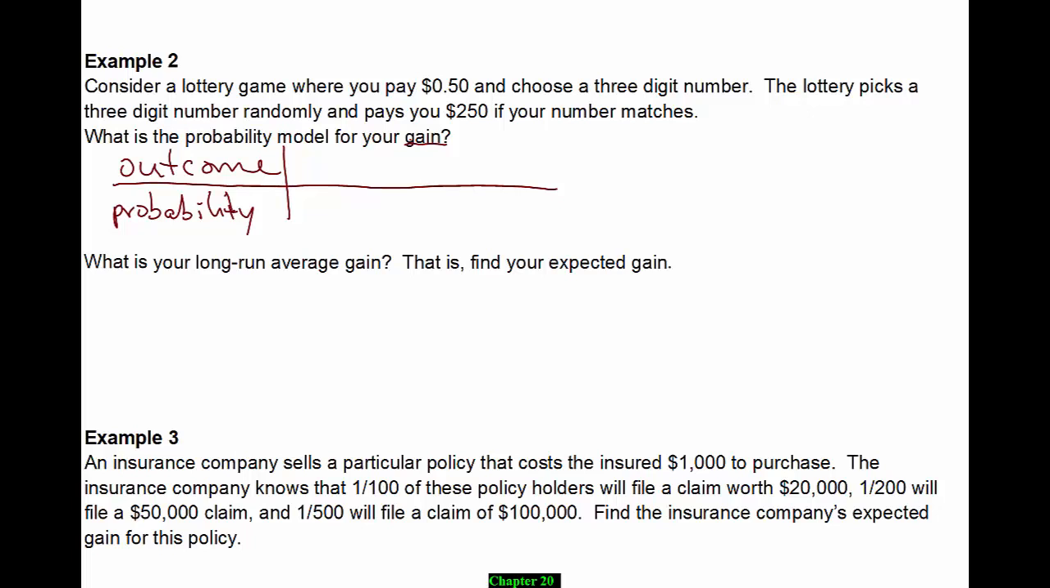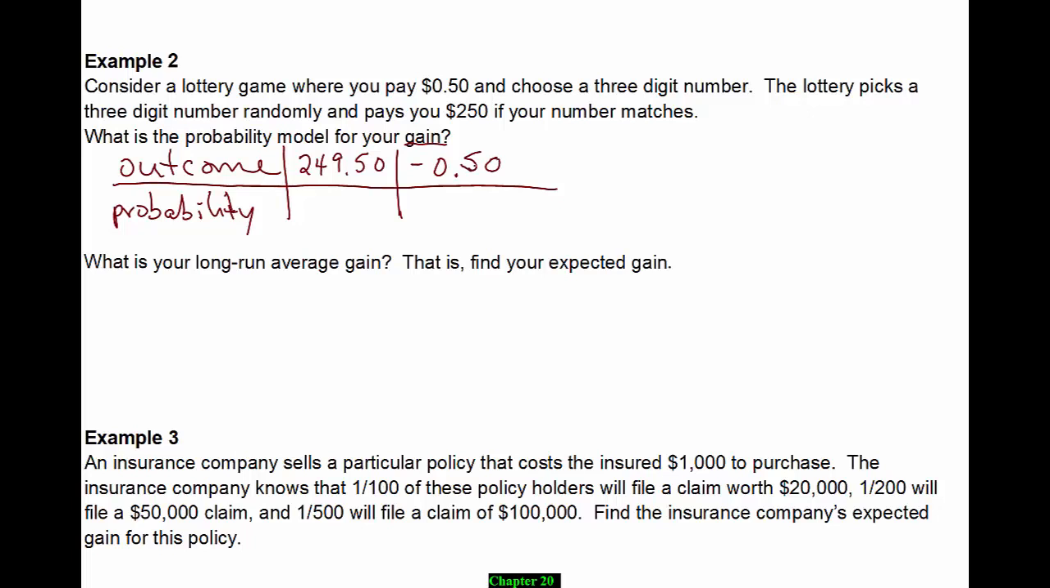Well, you spent 50 cents, but you'd win 250, so you'd gain $249.50. And if you don't win, what's your gain? You just lose the money that you spent on the ticket, which is 50 cents. So minus 0.5.